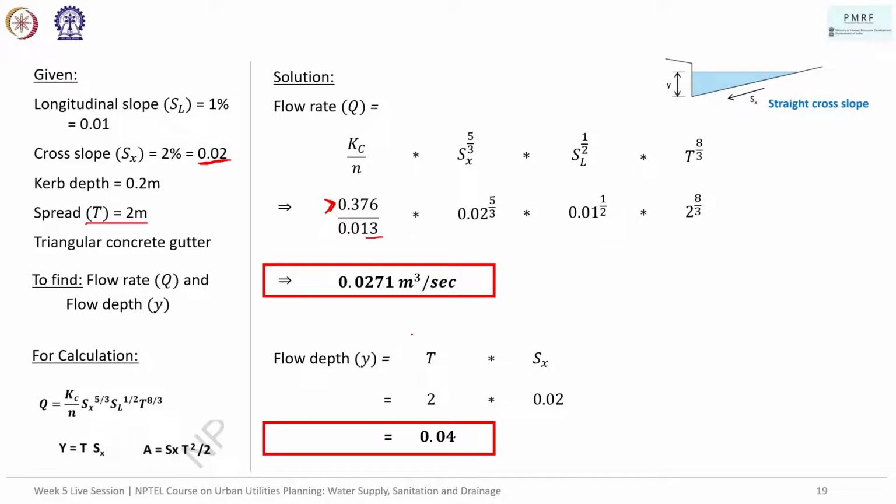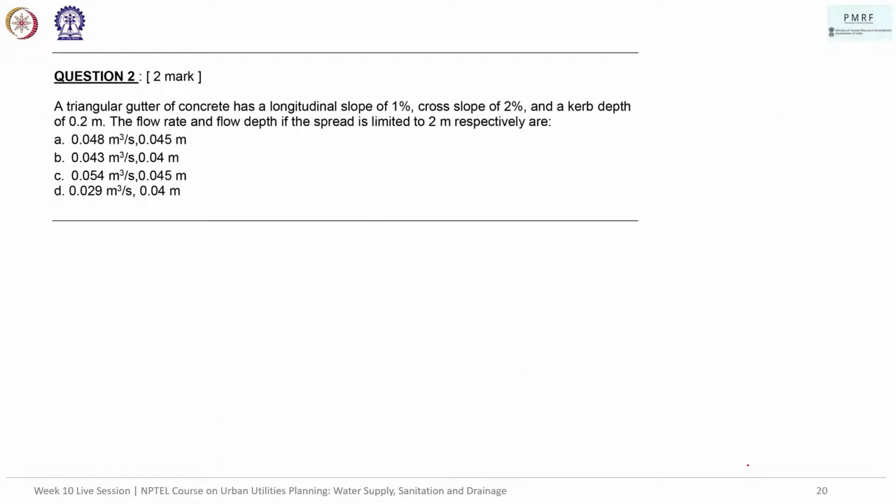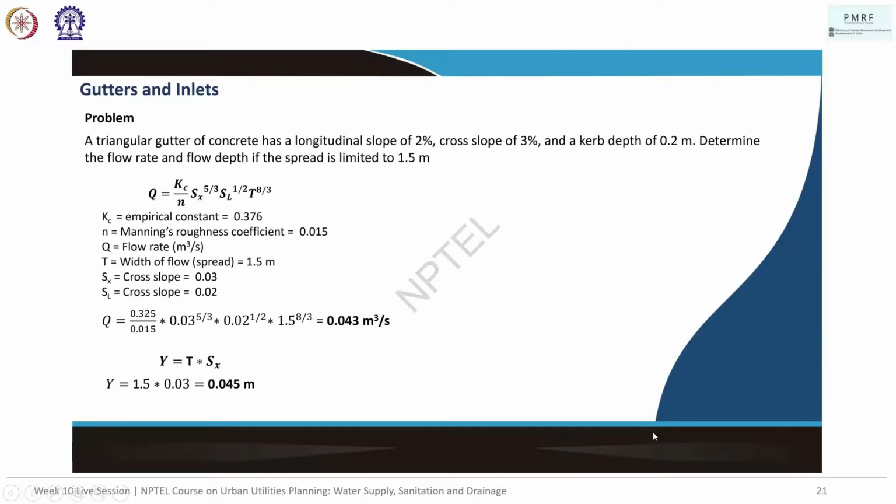The units is missing. I'm sorry. And this turns out to be less than the curve depth that is given, which is 0.2 meters, which means it is an efficient design. Right? So the answer is 0.029 meter cube per second, the closest value, and 0.04 meters.